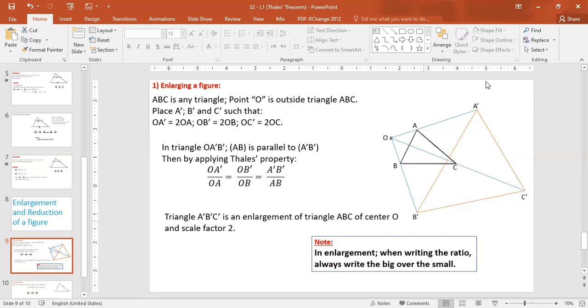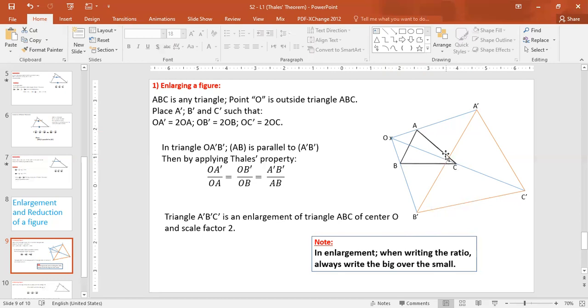In this triangle, I have two parallel lines, AB and A prime B prime. If I start from O, then I will say OA prime over OA is equal to OB prime over OB, or the opposite: OA over OA prime is equal to OB over OB prime is equal to AB over A prime B prime. You can apply Thales theorem in the way you like.